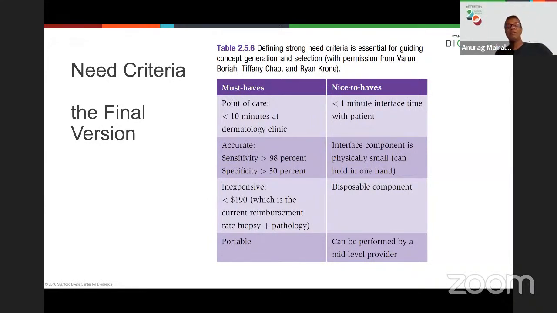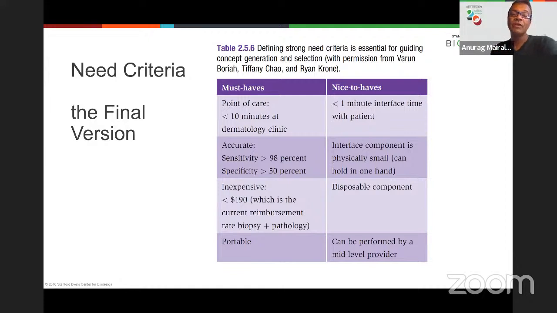They realized that if this point of care diagnostics takes more than 10 minutes, the dermatologist wouldn't want to do it. It takes too much time. It won't give the dermatologist enough revenue. And the patients may not want to be there for that long. They may not want to hang around for longer than that because they're used to being in a dermatology clinic for about 10 minutes. So that was a must-have.